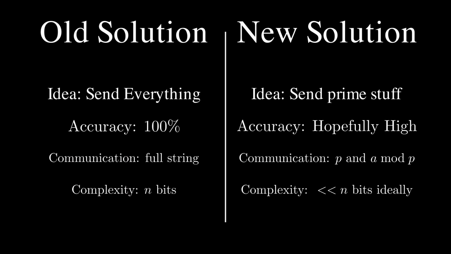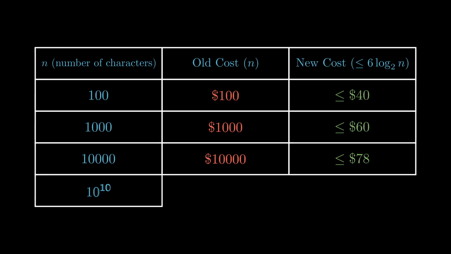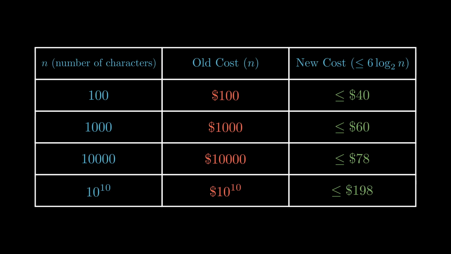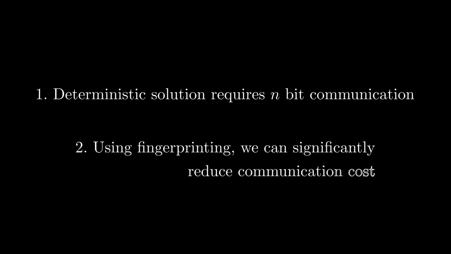This is a drastic improvement over the n bits from before. For a comparison, when n equals 10 to the power of 10, we have 6 log n as approximately 198. Alice and Bob are saving tremendous amounts of money with the solution, all while sacrificing just a tiny bit of accuracy. To recap, Alice and Bob cannot avoid spending N dollars when it comes to a deterministic solution, so the next best thing is to come as close as possible to deterministic, and this is done by using fingerprinting.